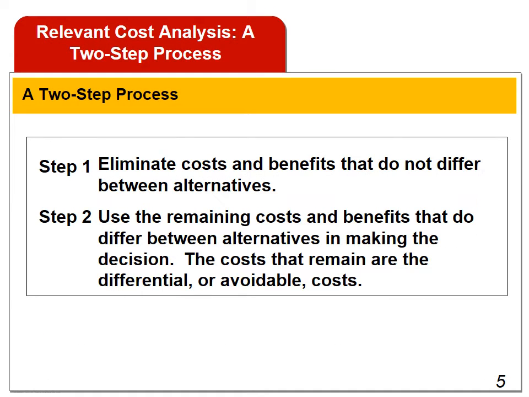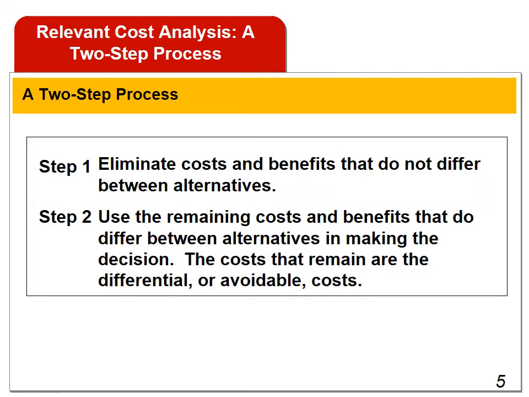Relevant cost analysis is a 2-step process. The first step is to eliminate costs and benefits that do not differ between alternatives. These irrelevant costs consist of sunk costs and future costs that do not differ between alternatives. The second step is to use the remaining costs and benefits that do differ between alternatives in making the decision. The costs that remain are the differential or avoidable costs.